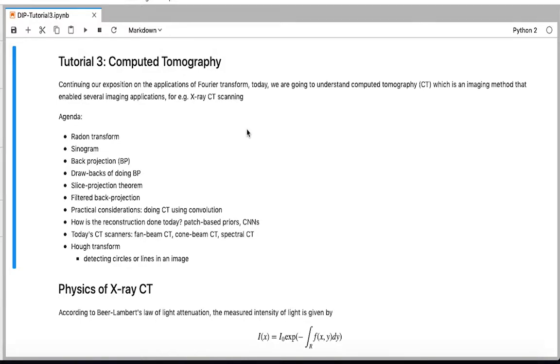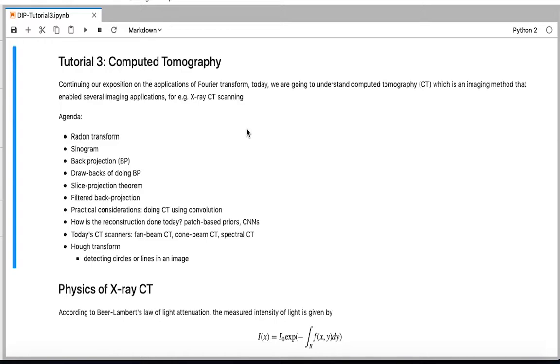Today we're going to talk about computed tomography. It's a leading method of medical imaging and in practice, especially in emergency rooms. So we'll see how it works and all the math behind it, and how the Fourier transform is crucial in how it actually enabled computed tomography.